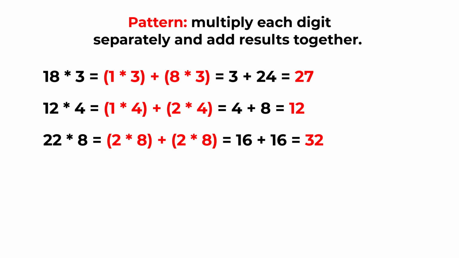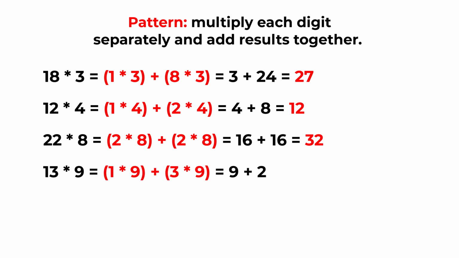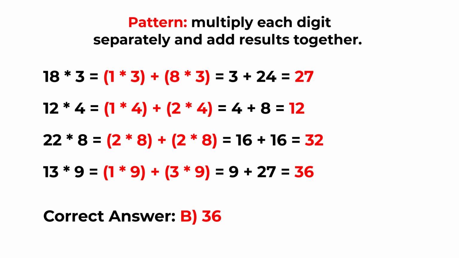So to calculate the answer of 13 multiplied by 9, we would need to multiply 1 by 9 in parentheses and add 3 by 9 in parentheses, which would be the sum of 9 and 27, and the end result would be equal to 36. So the correct answer here is choice B, 36.